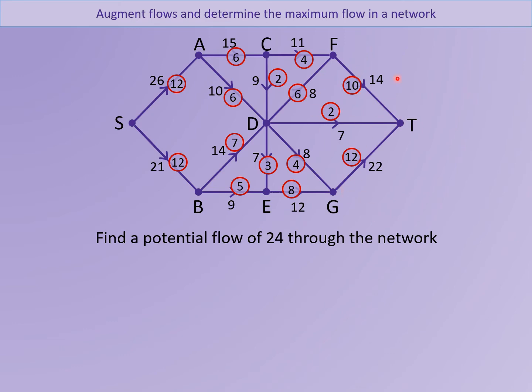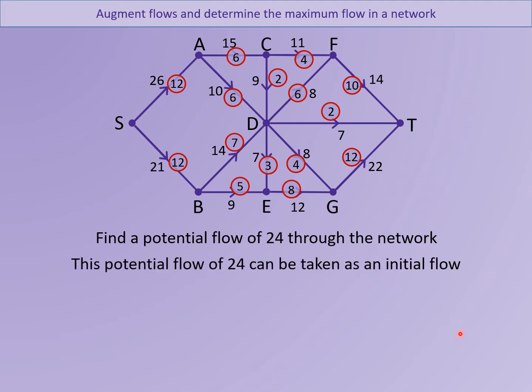So for example, in there, ignoring the maximum values, look at the values of these ones that I'm flowing through at the moment. 10, 2 and 12 adds up to 24. Okay, at any given point, 6, 6, 7 and 5 adds up to 24. So I've found what we call a potential flow through that network. Okay, now that is what we can take as our initial flow.